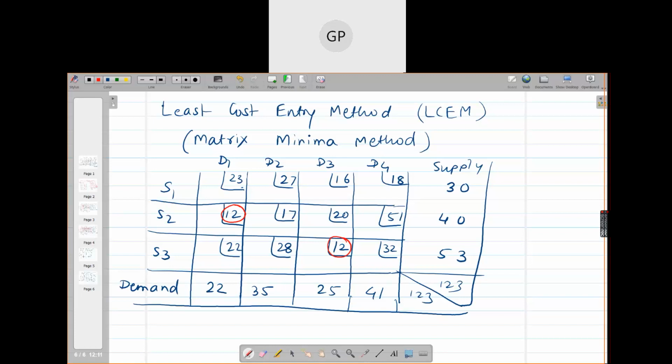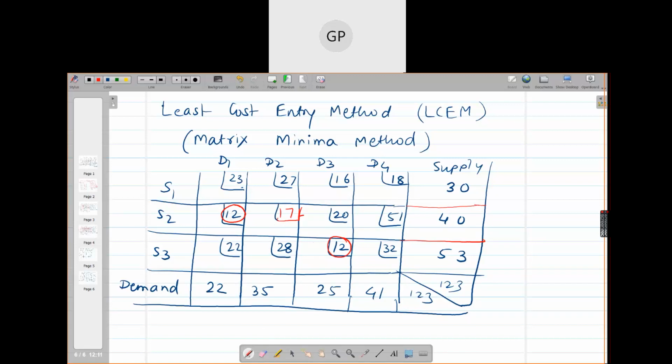But if here, in place of 17, it had been 12, then which 12 would you have chosen? Because you are going to supply from the same source, you should go for that cell where you can put maximum units. Do you understand what I'm saying? You should choose the cell where you can give more units. Okay, right now you can choose any cell.